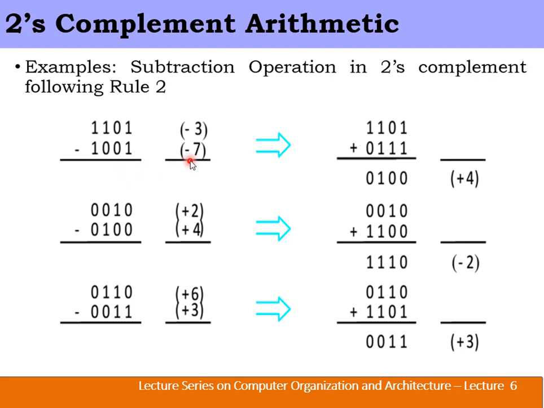So how do we obtain the 2's complement of a number? The 2's complement of a number can be obtained by complementing every bit and adding 1 to that. So for 1001, its complement is 0110, add 1 to that, and we get 0111. Now the 2's complement of the subtrahend, the y operand, is obtained.